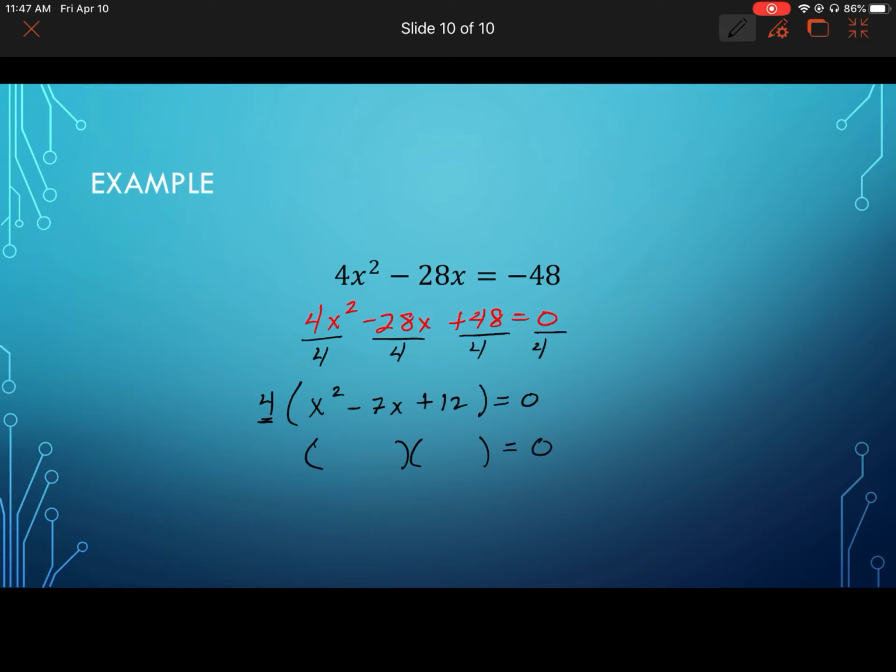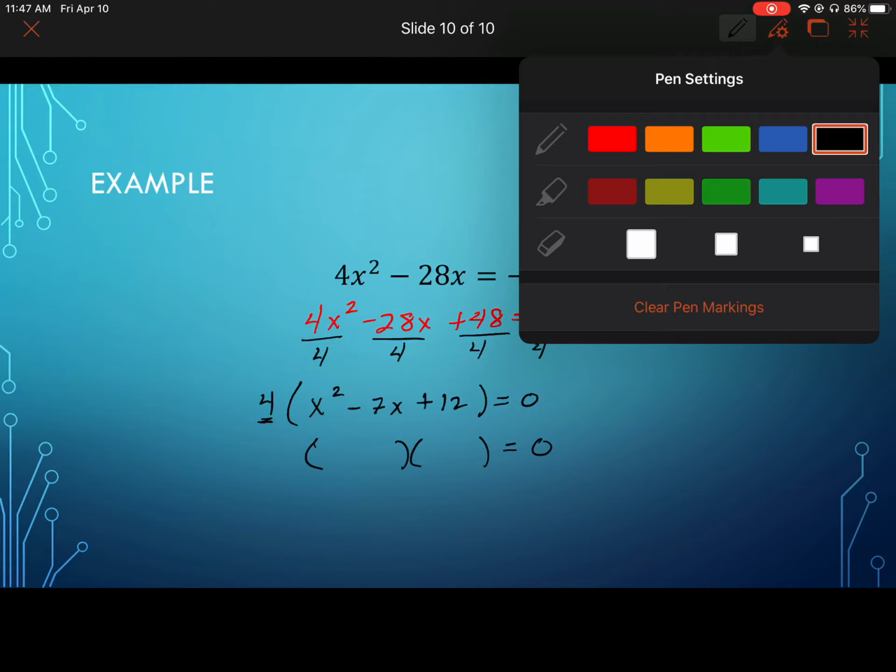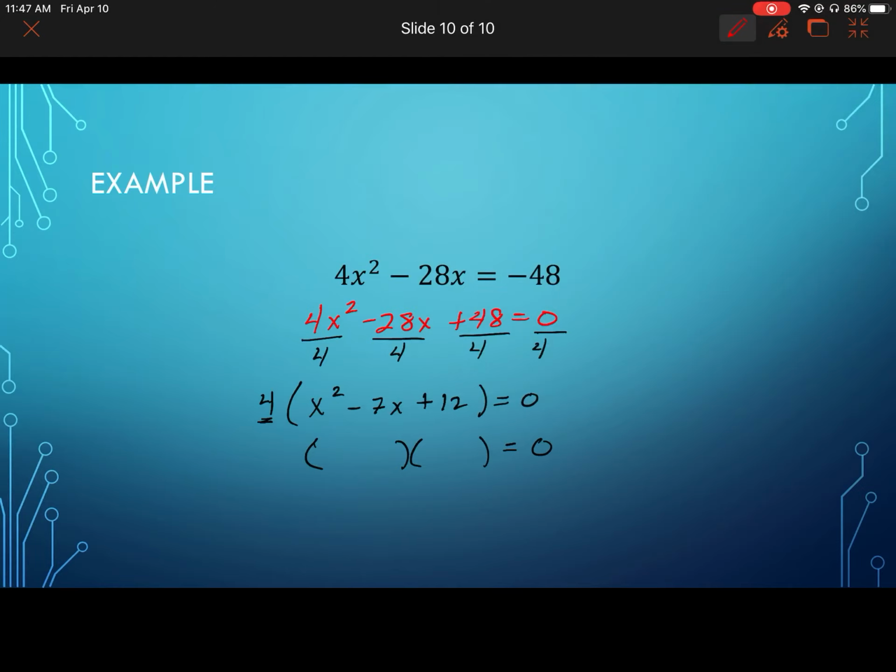So I'm looking for factors of 12 that add up to -7. Hopefully you recognize the patterns by now that in order to get a positive product and a negative sum when I add them, they both have to be negative, right? So x minus 4 and x minus 3 would do the trick. I'm just going to bring down the 4 from the GCF just to keep it as part of the answer, okay?